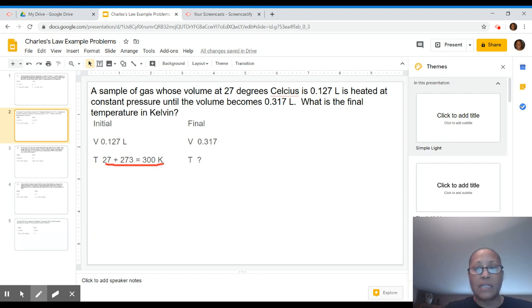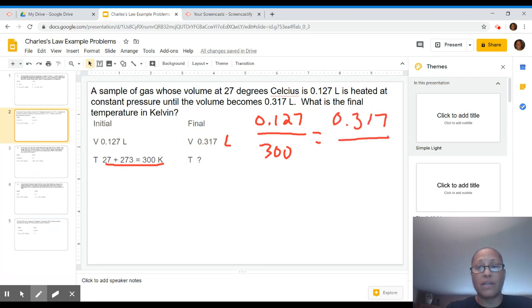Then I read that the gas is heated at constant pressure. So again, I don't have to worry about the pressure until the volume becomes 0.317 liters. That's the final volume. So what is the final temperature in Kelvin? We're going to set this up. V1 is 0.127 over T1, which is 300, set equal to V2, 0.317 over, I don't know the final temperature, so I'm going to call it X.